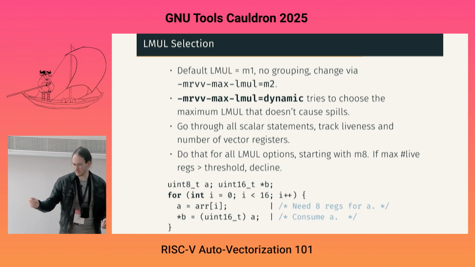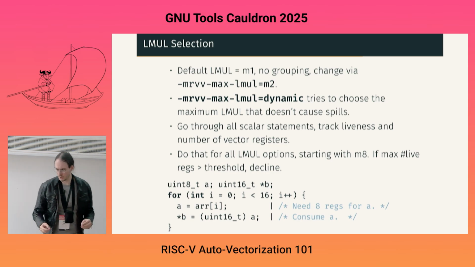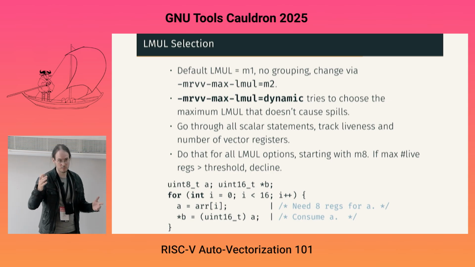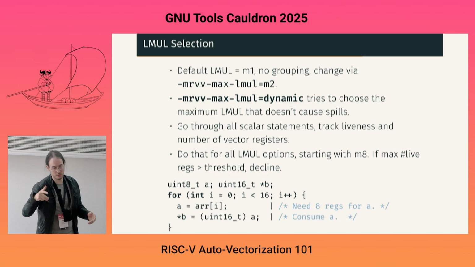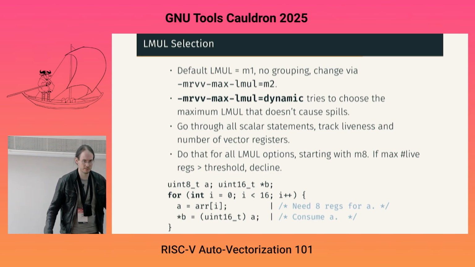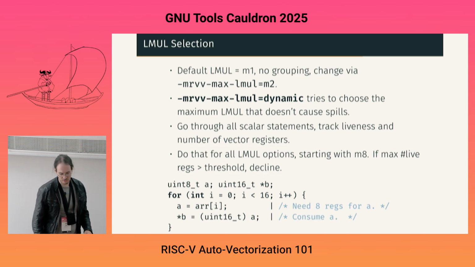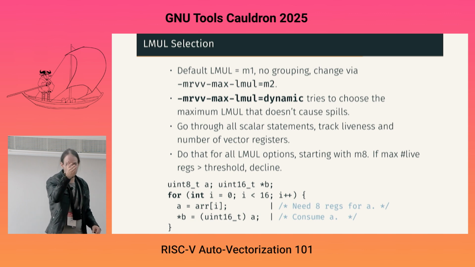I just visualized this a bit, but I think it's clear enough. So we just start with LMUL 8, maximum. If it spills, 4. If it spills, 2, and stop somewhere, latest at 1, I guess. So that's how it works. So that's also back to your question. That's how we can do it.